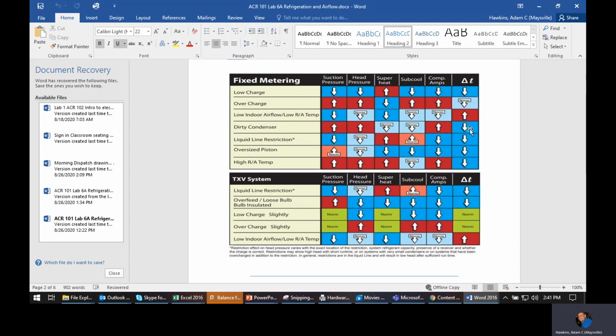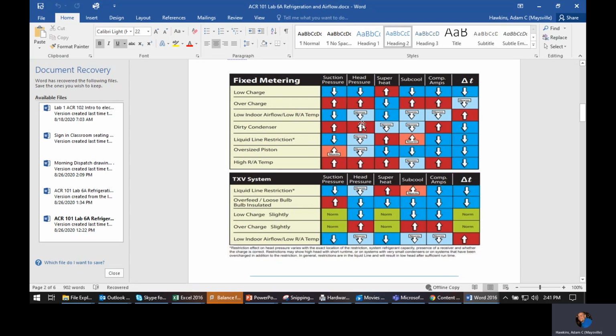So that would be another indication that you could have an issue there. If the first thing you checked is your delta, you checked delta before you ever put gauges on, and you're reading a 12 degree delta, then you'd go, I wonder what's going on. Go outside, put your gauges on, and you probably see high head pressure and then maybe higher than normal suction as well. So all those are going to point to that.